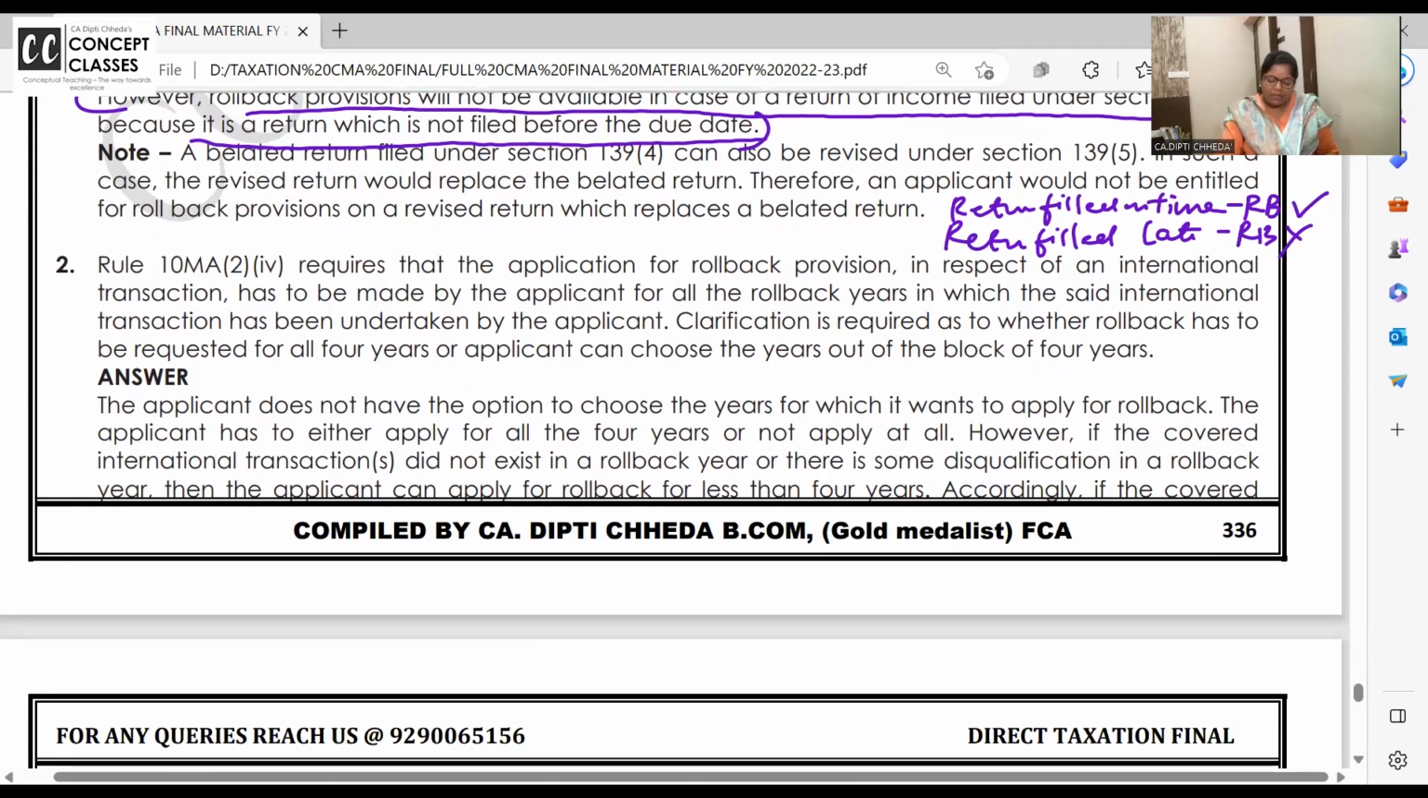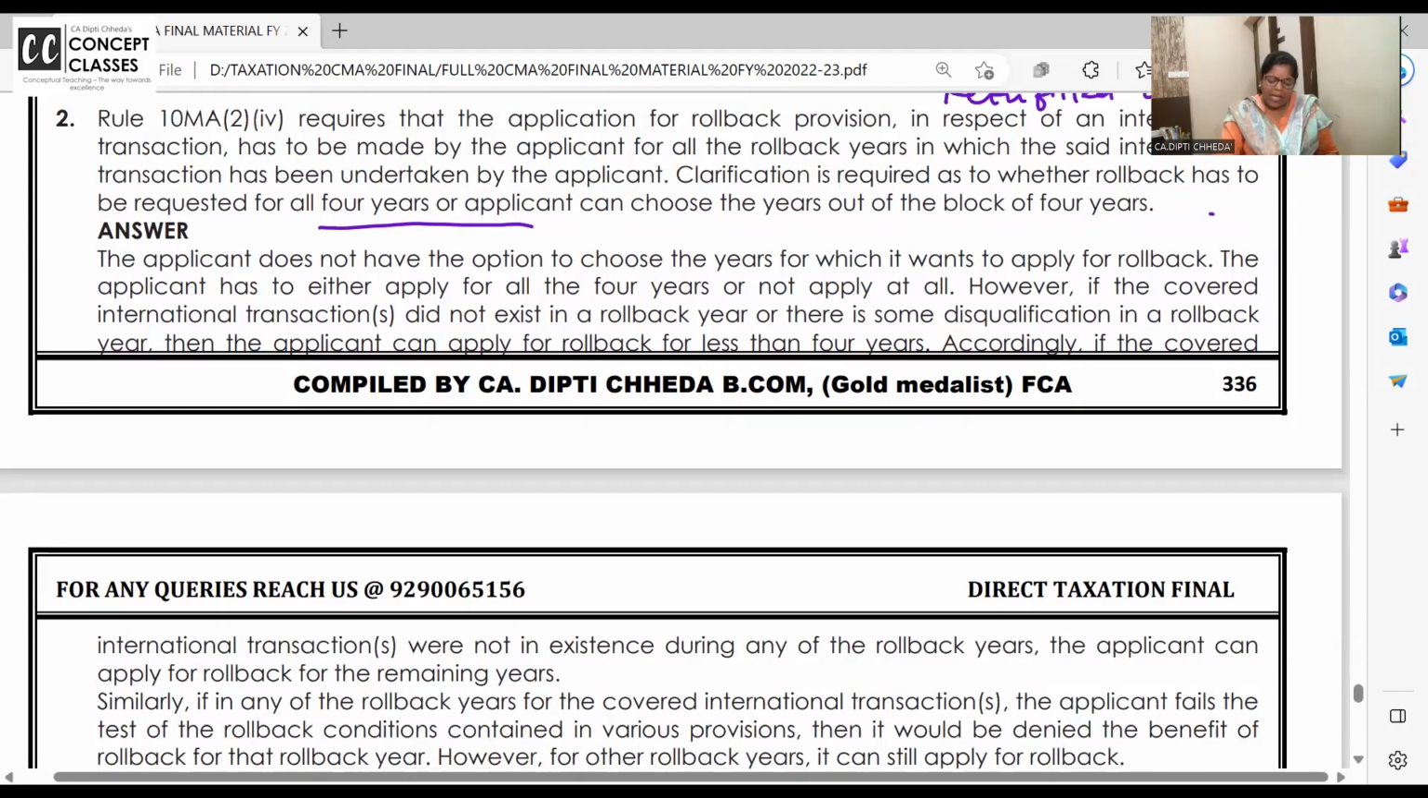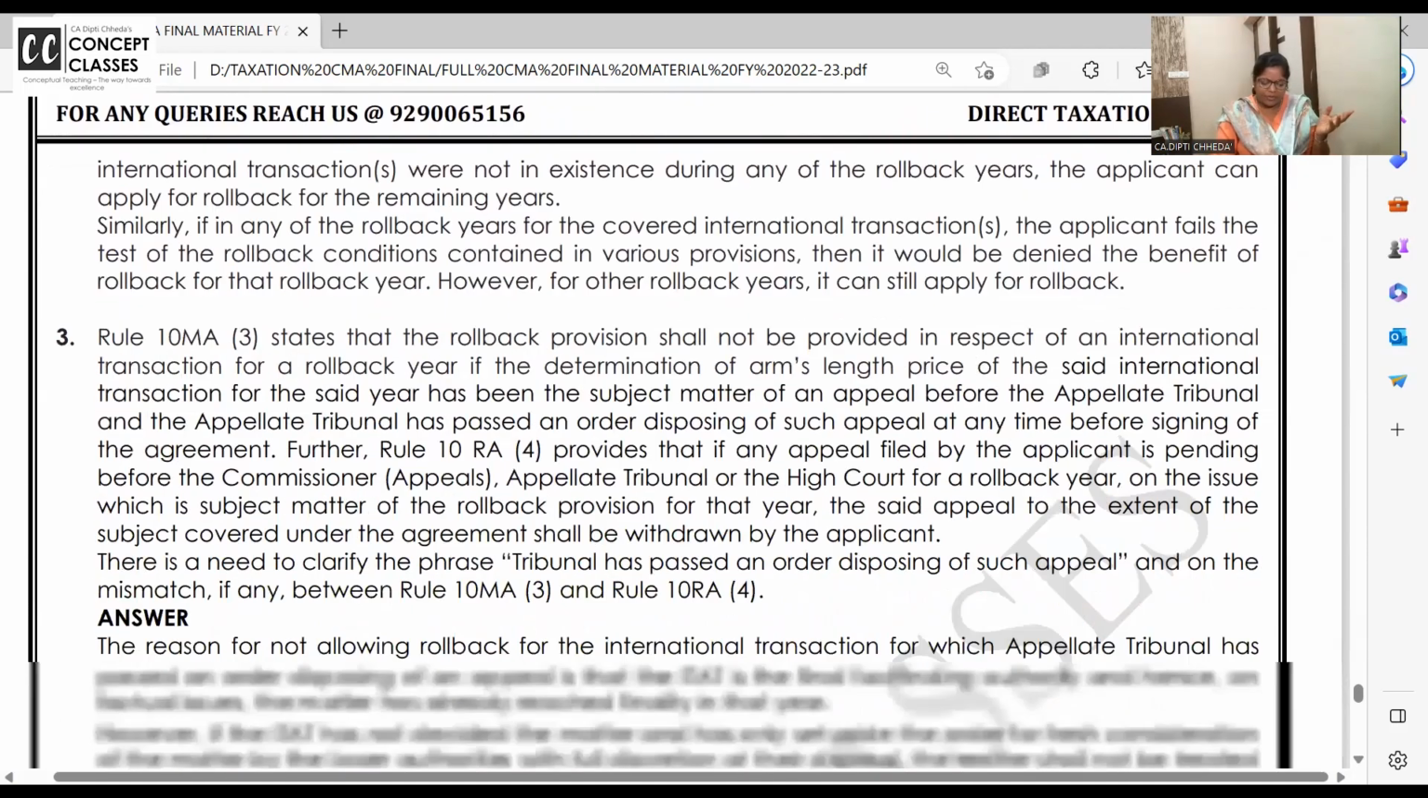Next, this requires that the application for rollback has to be made by the applicant for all the rollback years. Clarify whether rollback has to be requested for all the 4 years. Answer is yes. The applicant does not have the option to choose the years. However, if a year is already disqualified, like ITAT has given its decision, then no problem. Otherwise, it is for all the 4 years only.